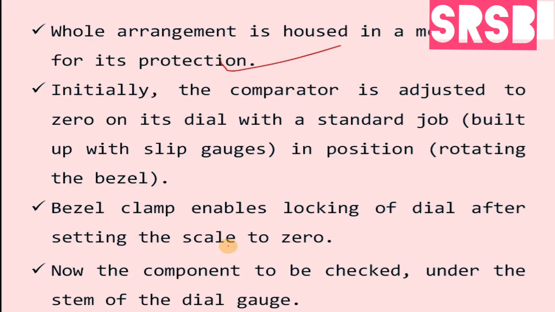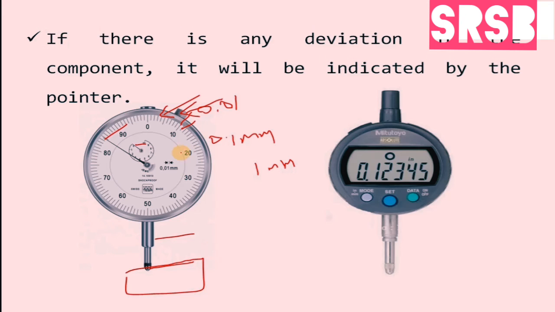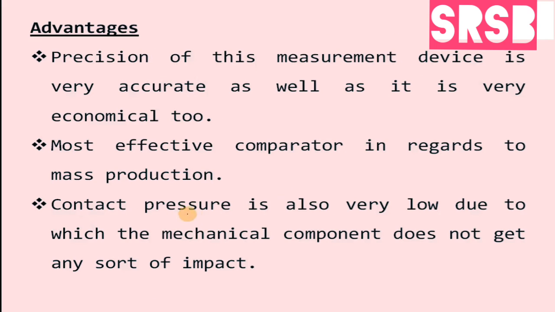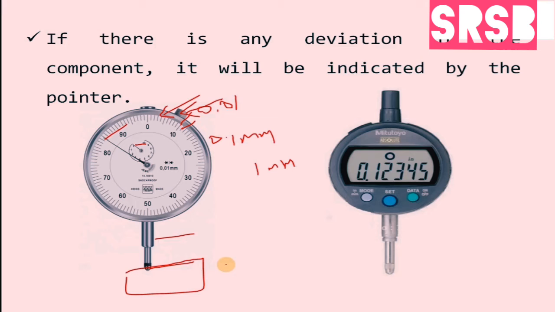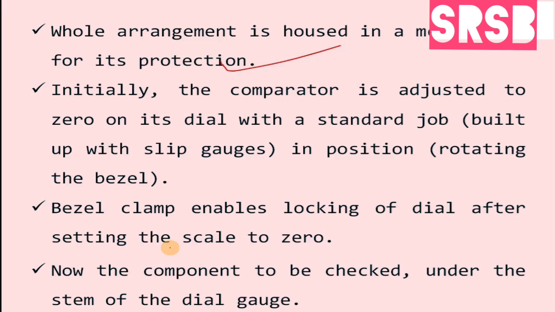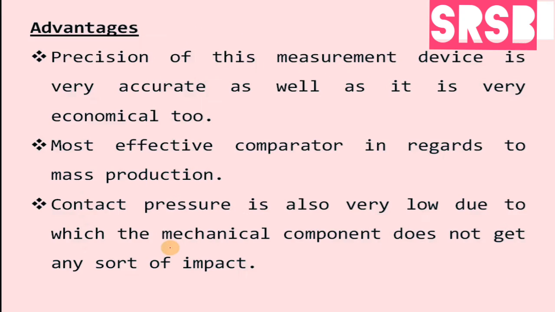The bezel clamp enables locking of the dial after setting the scale to 0. As already said, this is the bezel clamp. Now the component to be checked is placed under the stem of the dial gauge. This is the stem.